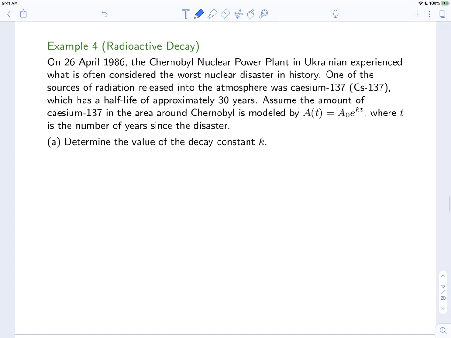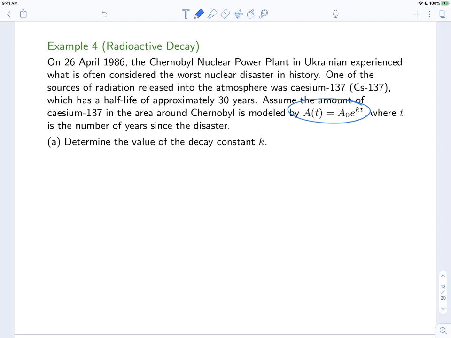Let's look at this example. On the 26th of April 1986, the Chernobyl nuclear power plant in Ukraine experienced what is often considered the worst nuclear disaster in history. One of the sources of radiation released into the atmosphere was cesium-137, which has a half-life of approximately 30 years. Assume the amount of cesium-137 in the area around Chernobyl is modeled by an exponential model. In other words, A(t) is equal to A sub 0 times e to the kt, where A0 is a constant and k is a constant. t is the number of years since the disaster.